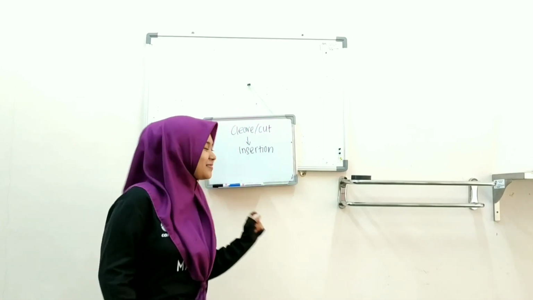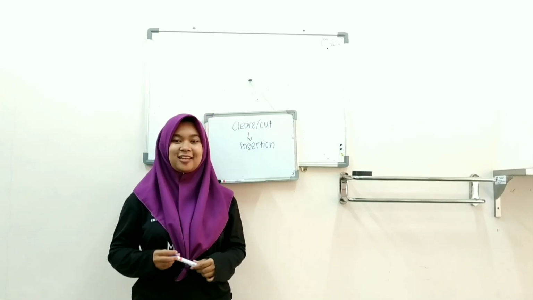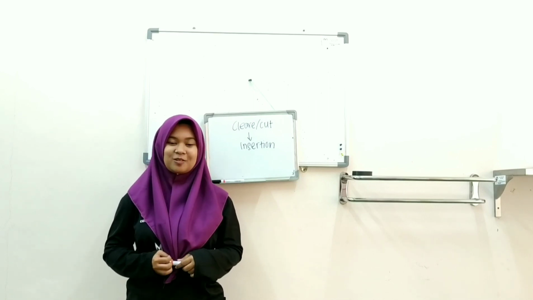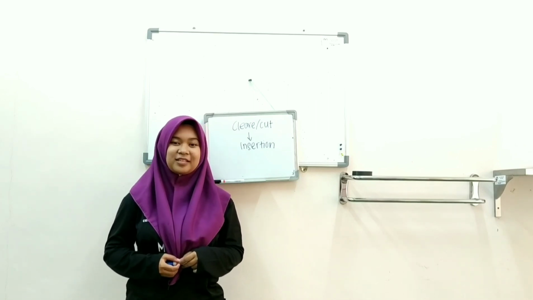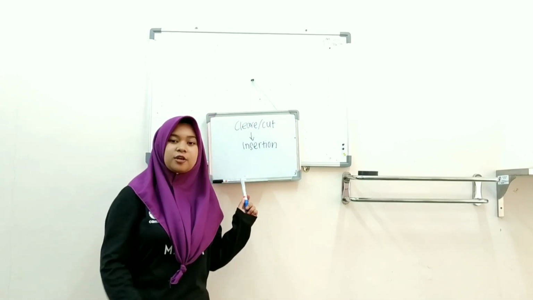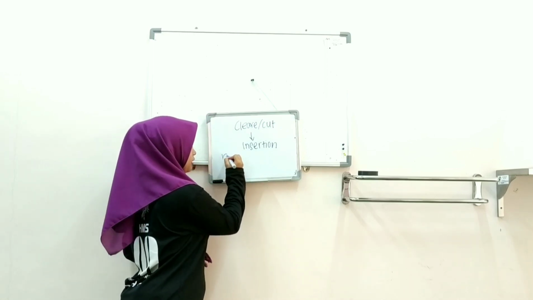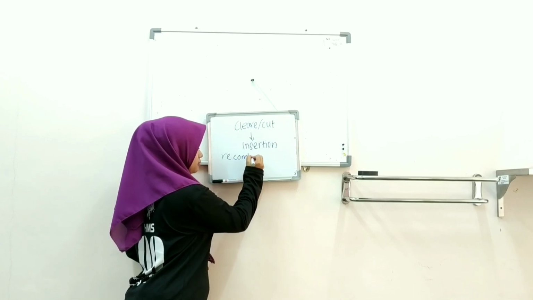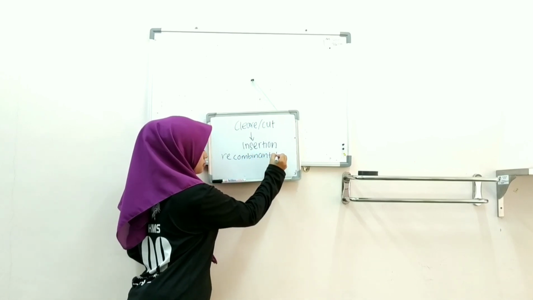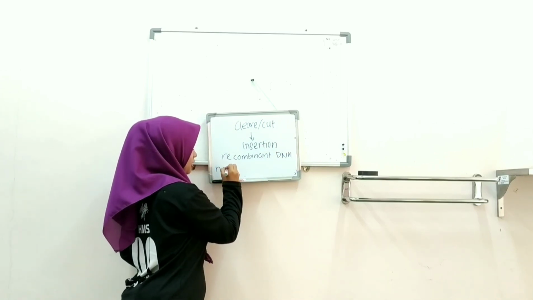Next, I will explain the next stage after cleave or cut occurs. The stage is insertion. Target DNA will insert into the plasmid to form recombinant DNA, and the recombinant DNA will be joined by DNA ligase. In this insertion stage, two possibilities will occur, which are recombinant DNA and non-recombinant DNA.